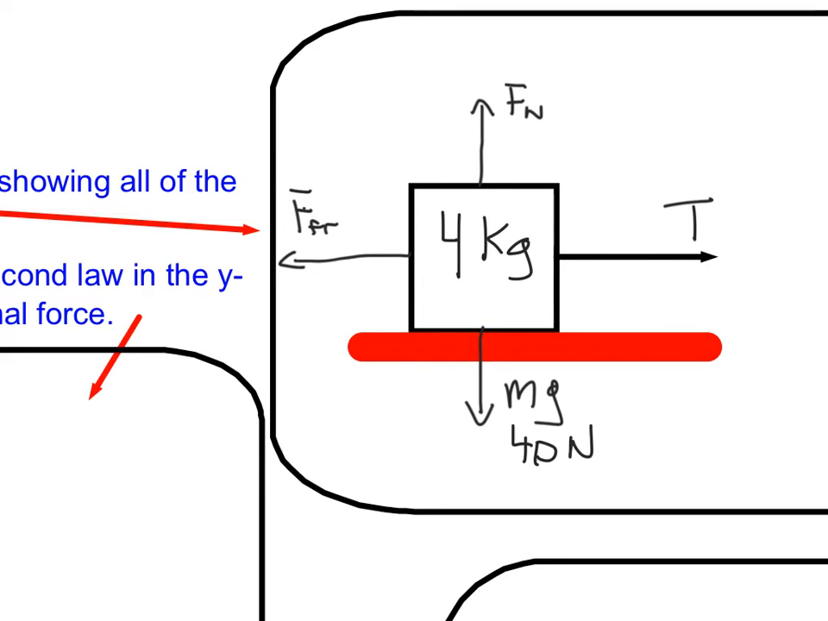This box is not accelerating up off the table. It's not accelerating down into the table. It's only moving horizontally. So that means my normal force and my weight have to balance each other out. If we've got a balanced force in that y direction, that means the acceleration is 0, which is what we want. So my normal force is also going to be 40 newtons. Pardon my awful handwriting. Try to fix that a little bit. There we go. So I've got a little bit more information than just what the question told me.